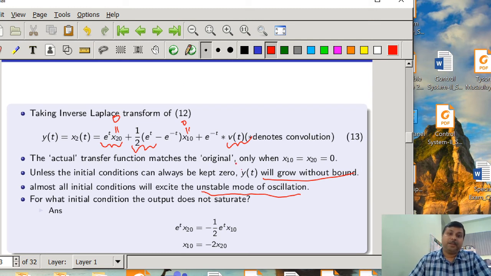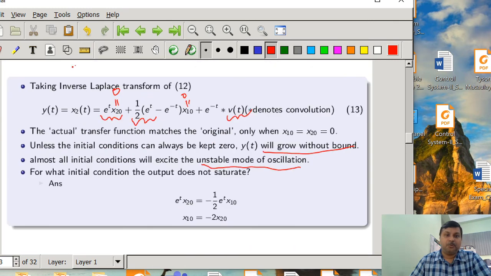Here one very interesting thing we want to discuss is for what initial conditions the output does not saturate. Other than 0, some initial conditions still exist for which the output is not going to saturate. What are they? Now you see this star: e to the power t x2(0) and half of e to the power t x1(0). These two terms are creating the problem because they grow unboundedly. So if we cancel these two terms, then the output is going to be bounded for a bounded input.